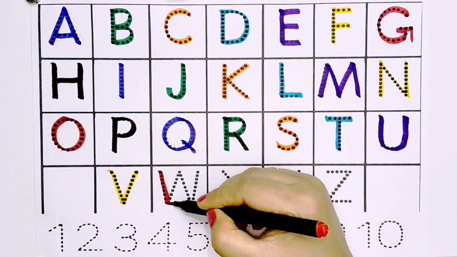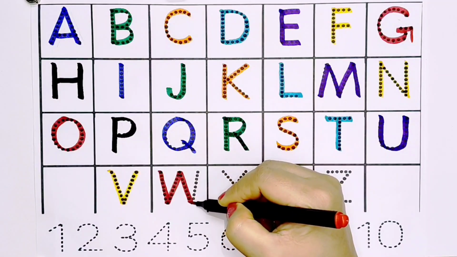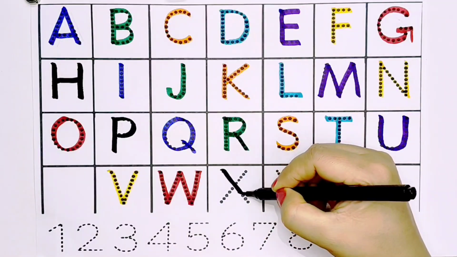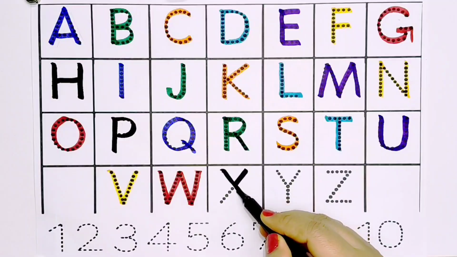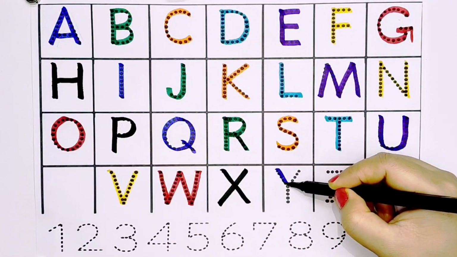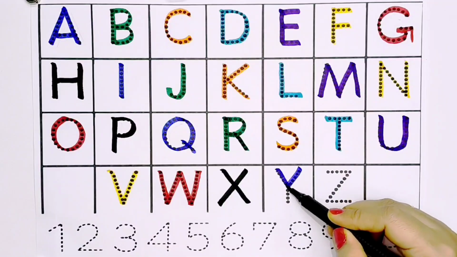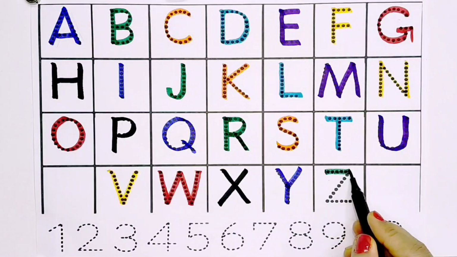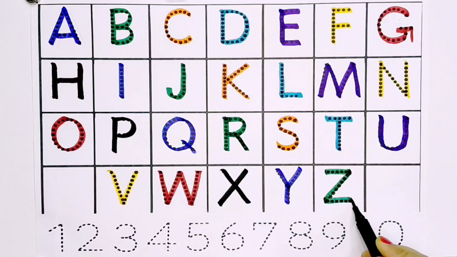Red color. W. W for watermelon. Black color. X. X for X-ray. Blue color. Y. Y for yak. Sky blue color. Z. Z for zoo.